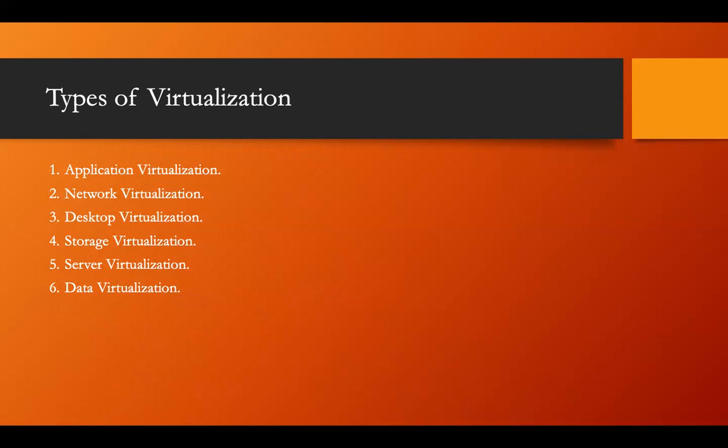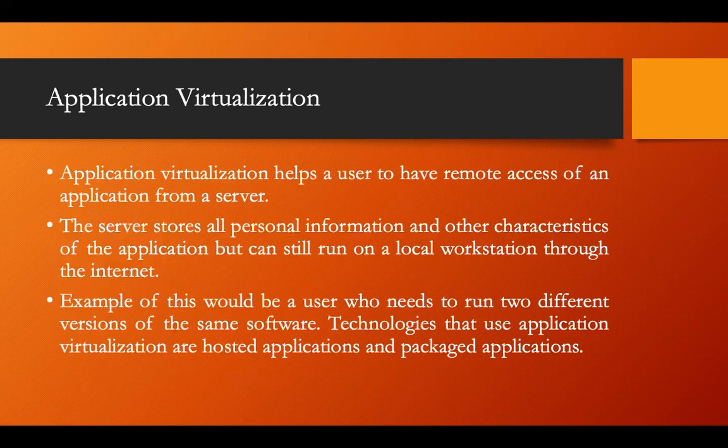The types are application virtualization, network virtualization, desktop virtualization, storage virtualization, server virtualization, and data virtualization. Let's see all those virtualizations one by one. So the first one is application virtualization. Now, what is application virtualization?